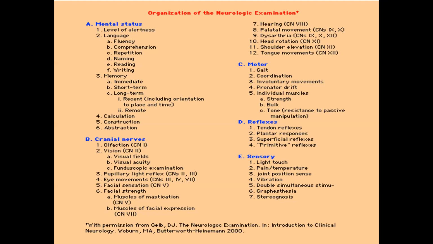Okay, and then you ask for the individual muscle strength, and you go for the reflexes, you go for the sensory, and that is the summary of the neurological examination. But it does not mean you have to do everything. That has to be guided by the history. Next slide, please.